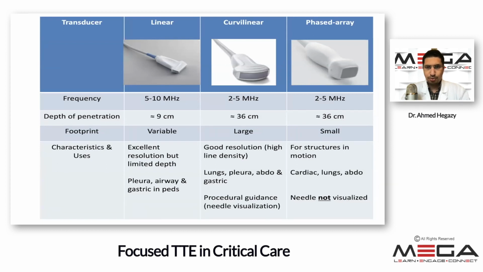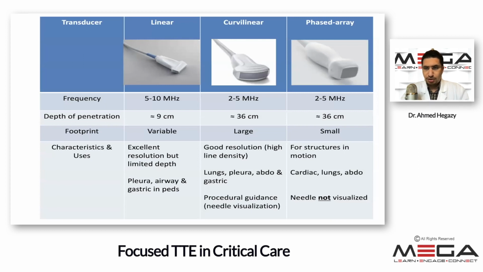The curvilinear probe, on the other hand, and the phased array probe, both of these are actually low frequency probes. So 2 to 5 megahertz is their average frequency. Because they are low frequency, you are able to interrogate greater depths of penetration with both the curvilinear and the phased array probe. You see here that the depth of penetration can be 36 centimeters and above with the curvilinear and the phased array probe.